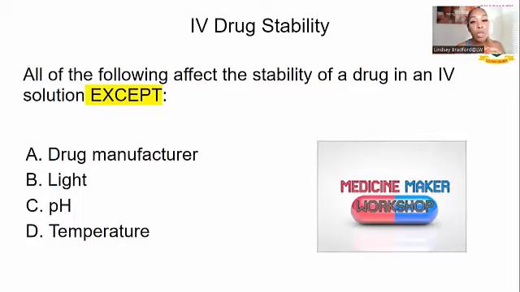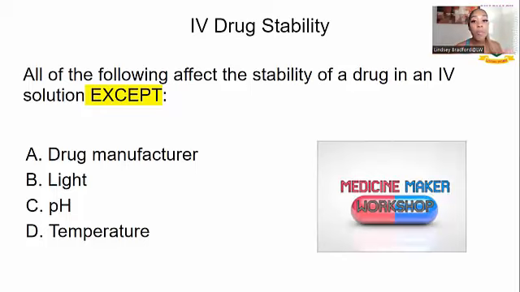Now, this particular drug we're speaking about here is an IV drug, right? And so all of these things may affect the stability of the IV drug, everything except for the drug manufacturer, because all the drug manufacturer is doing is making the drug. Once they've made it and shipped it off, it's out of their hands. The stability comes into play based on how we take care of the drug while it's in our possession.